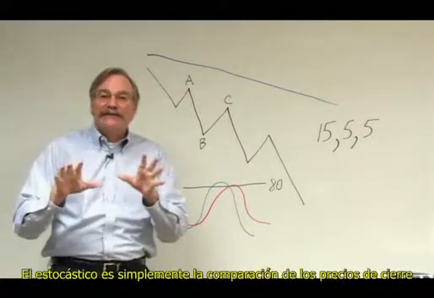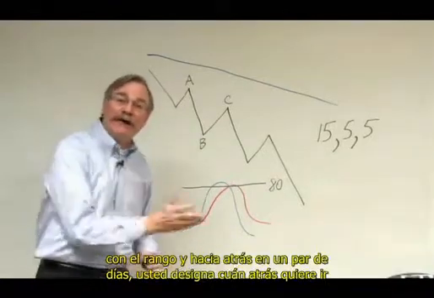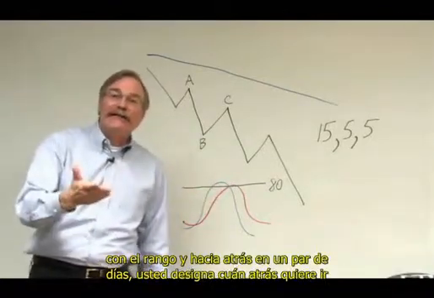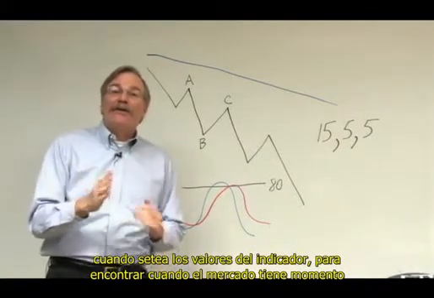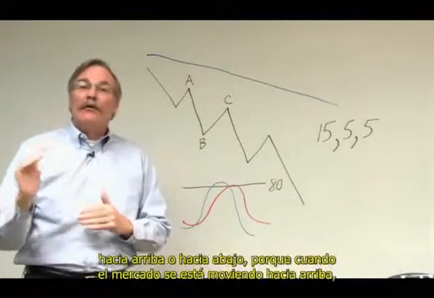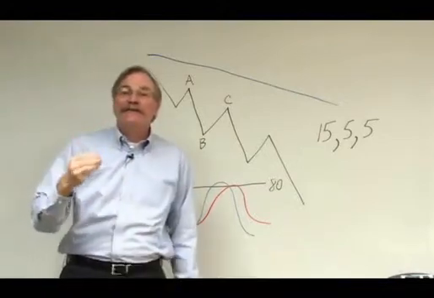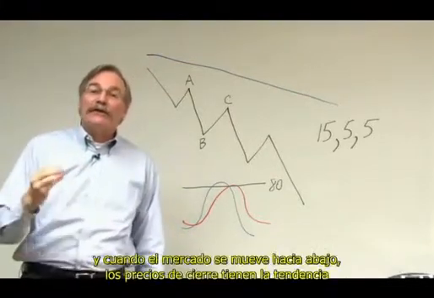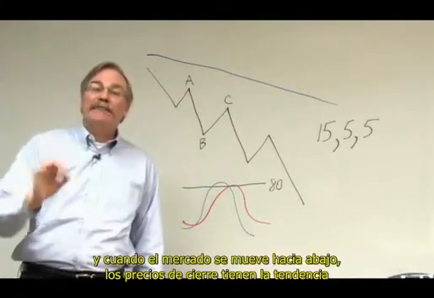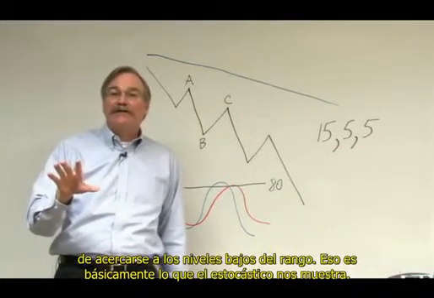Stochastics is simply comparing the closing price to the range over the last few days. You designate how far back you want to go when you put in the values of the indicator, to find out whether the market has momentum moving up or moving down. When a market is moving up, the closing price tends to be near the high of the range, and when the market is moving down, the closing price tends to be near the bottom of the range. That's basically what the stochastics is showing us.